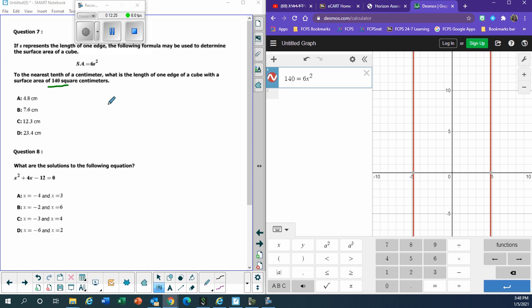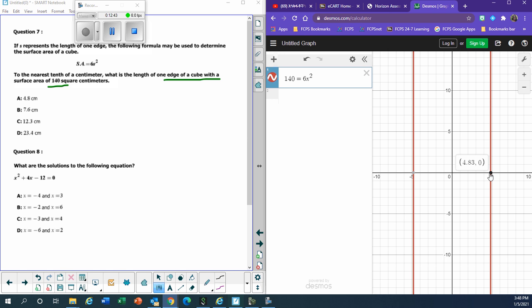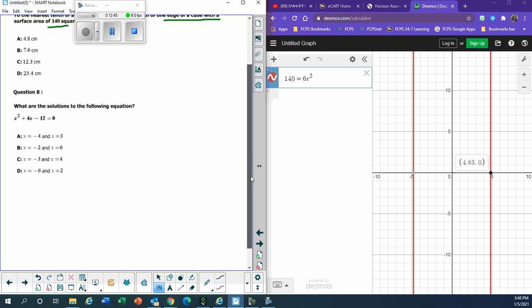So you want to see, to the nearest tenth of a centimeter, what's the length of that edge. Every time you're looking for an edge, which is the S, it has to be a positive number, right? So you got to go to where it intersects. It's 4.83, and that's what you guys have to pick. See, it's right here where it intersects. Okay, that will be the answer.